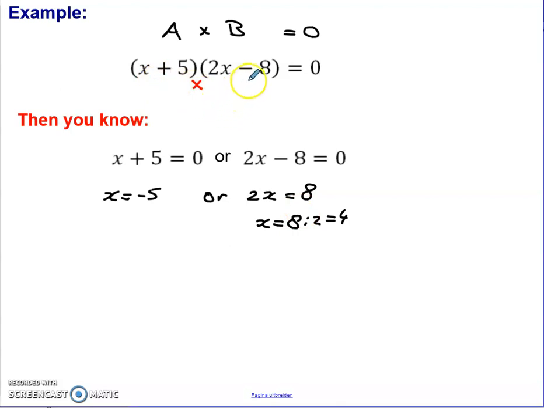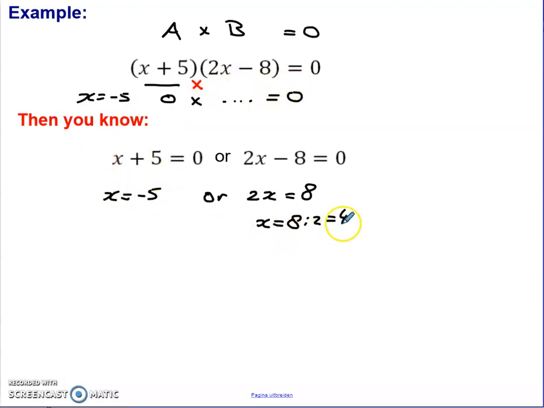So this equation has two solutions. X can be minus 5 or x can be 4. And you can check if this is done correctly. For example, let us look at x is minus 5. When I fill in x is minus 5 over here, I will get minus 5 plus 5. So when I use x is minus 5, this part is 0. What this part will be really doesn't matter, because 0 times something is always 0.